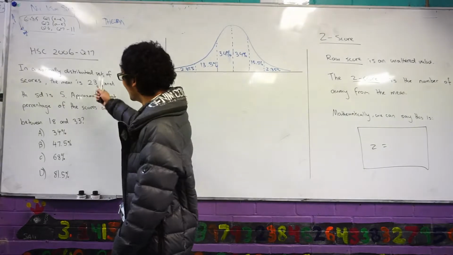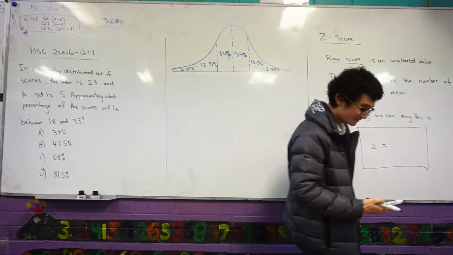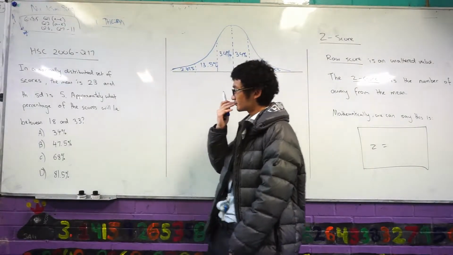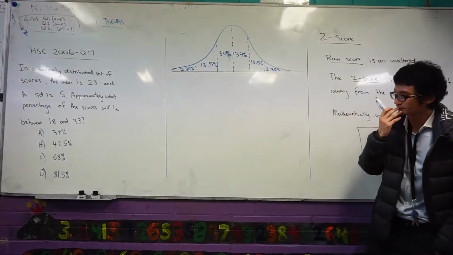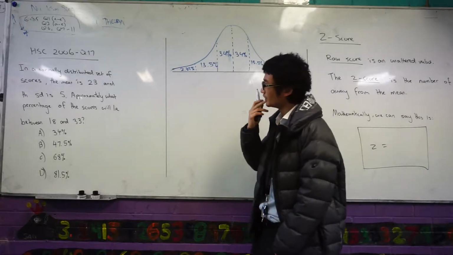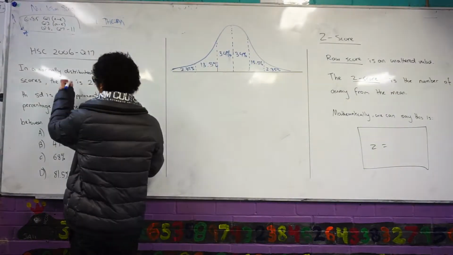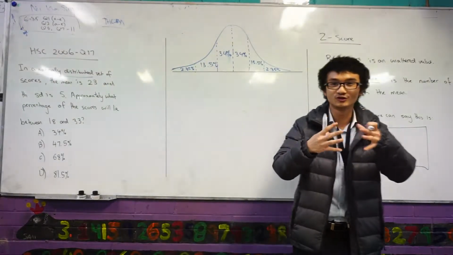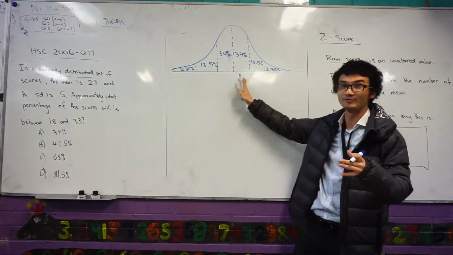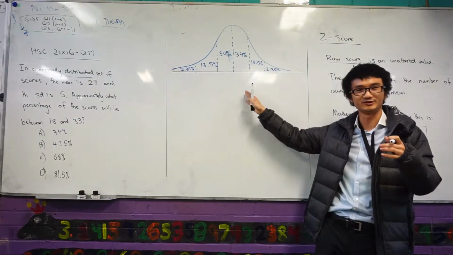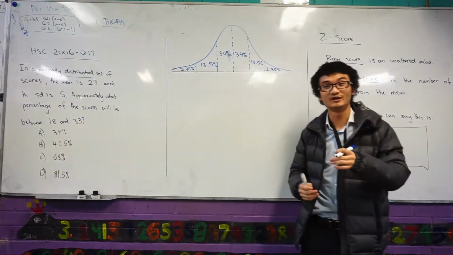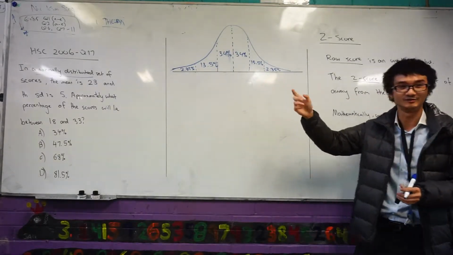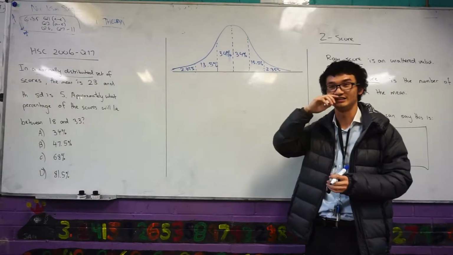Anyway, read this out for me, Jacob. In a normally distributed set, the scores have a mean of 23 and a standard deviation of 5. Approximately what percentage of scores will lie between 18 and 33? The important thing is this term here, normally distributed. Anytime you see this, you assume that your data will resemble this shape. What kind of shape did we call it? Bell shape, good. In your photo, double check, it has the percentages for the certain standard deviations away.